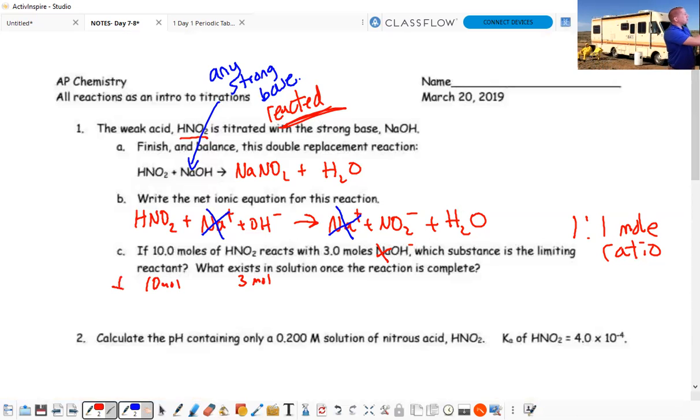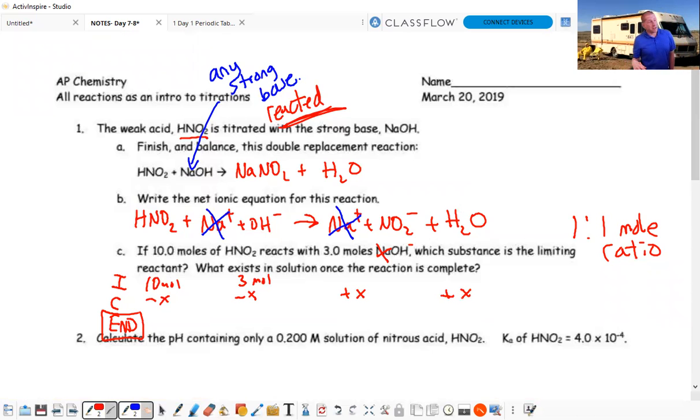Now we can't do an ICE chart with this because remember, E stands for equilibrium, and this is not equilibrium. But I will sometimes show you this and change the E to the end result of the reaction, because then the change goes by the stoichiometry. This is minus X because it's a 1-to-1 ratio, minus X. This would be plus X and plus X.